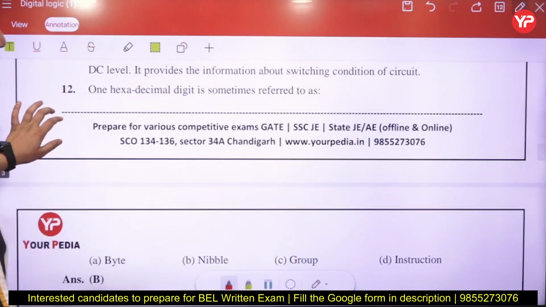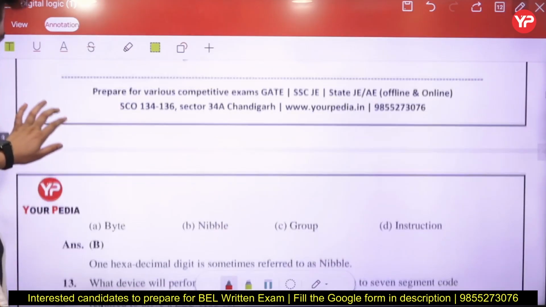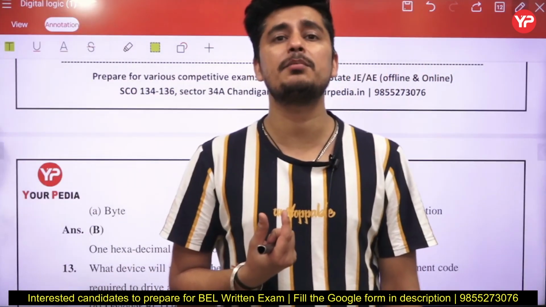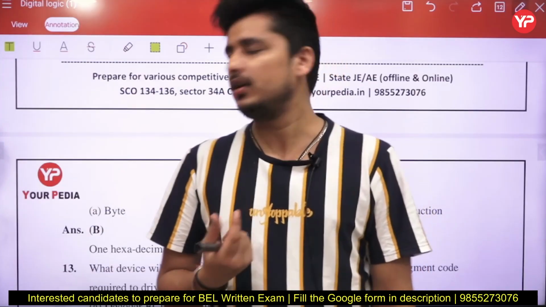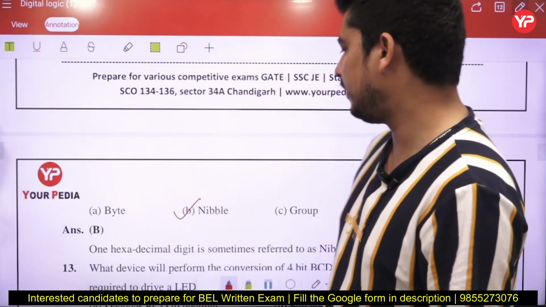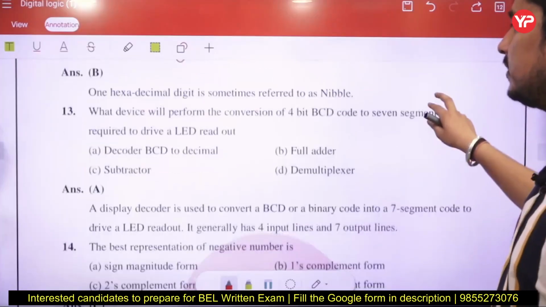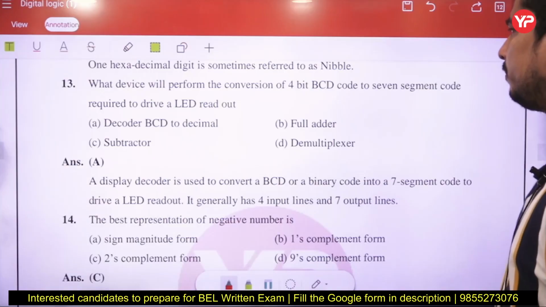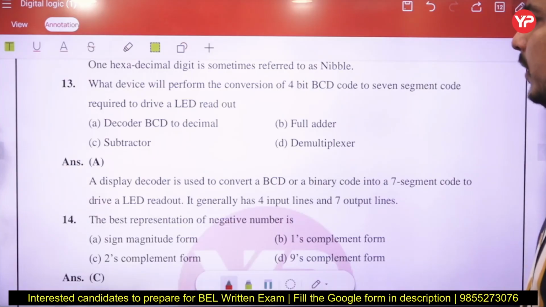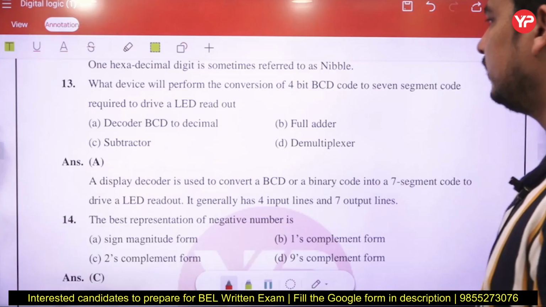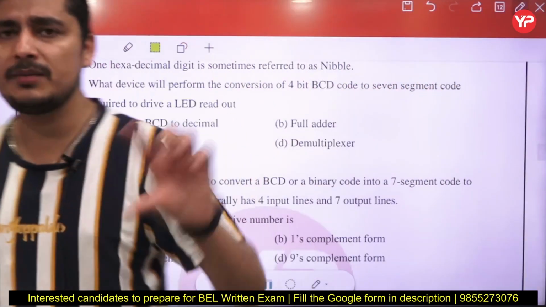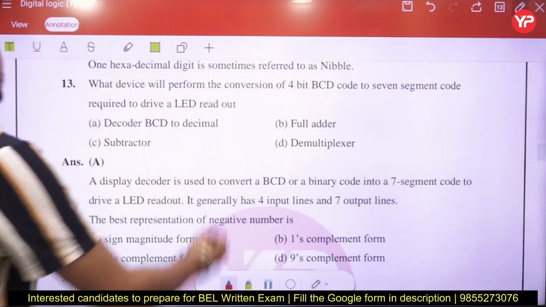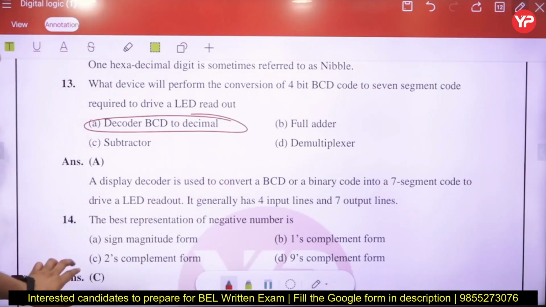One hexadecimal digit is sometimes referred to as what? Each hexadecimal digit represents a nibble. One hexadecimal digit sometimes represents a nibble, right? What will perform the conversion of a 4-bit BCD code to a 7-segment display required to drive the LED? That is a decoder. The decoder is given the name BCD to decimal converter.